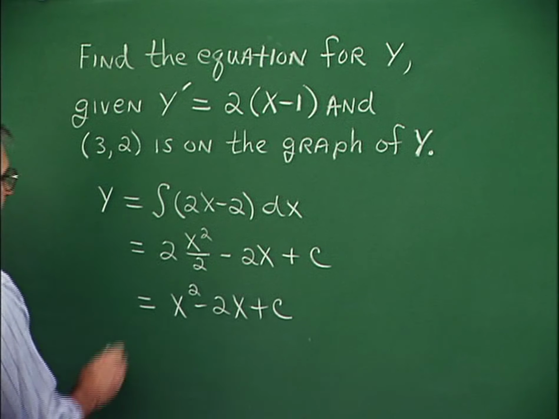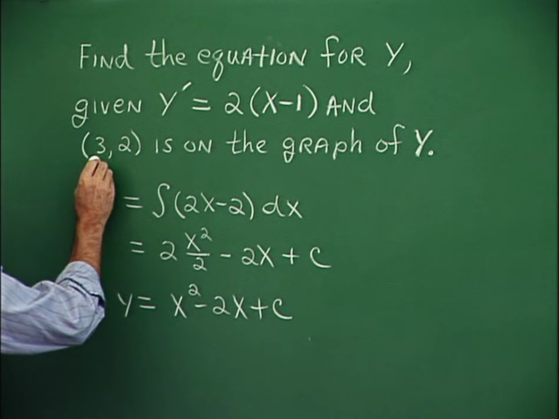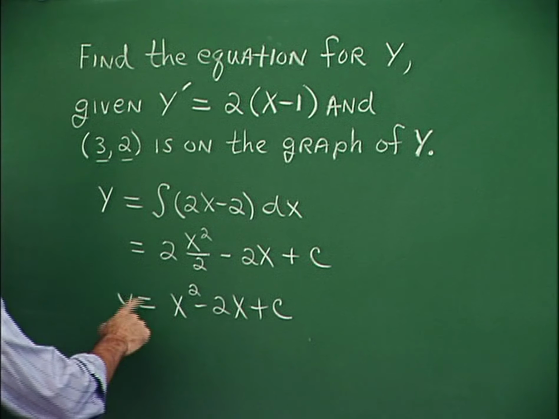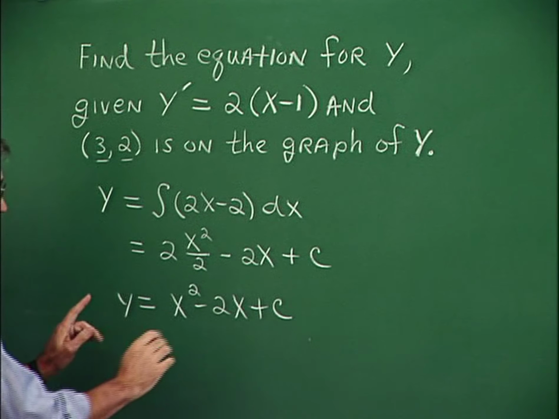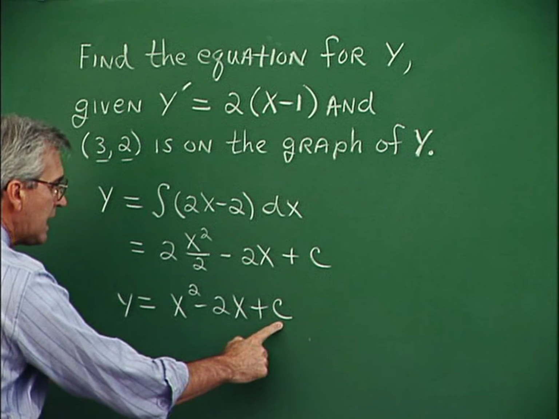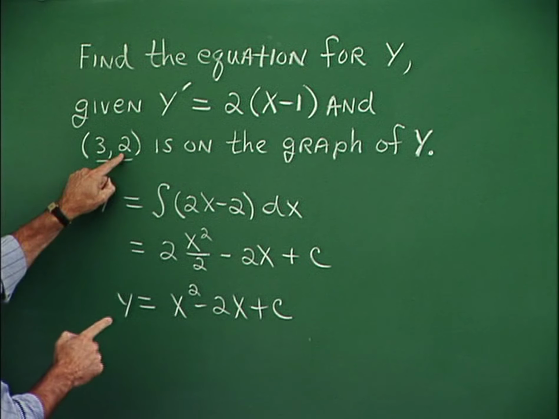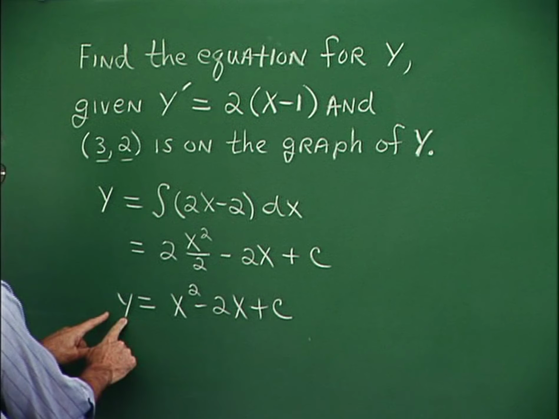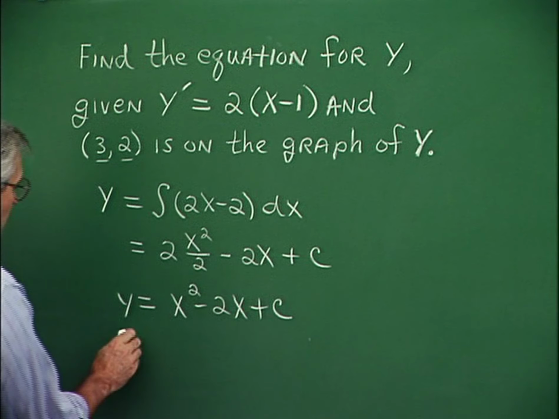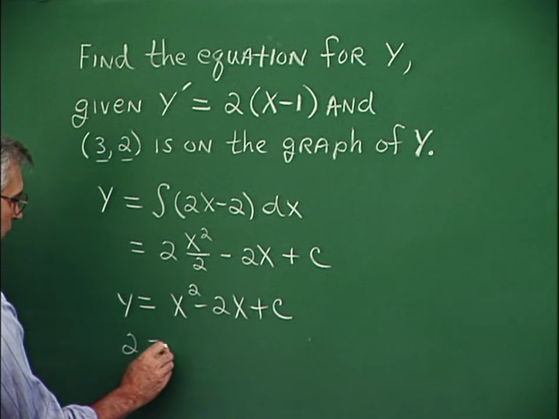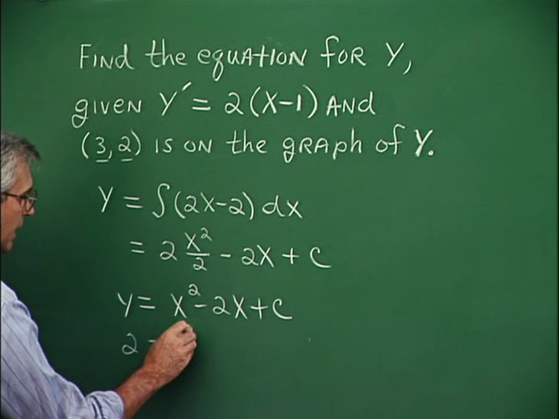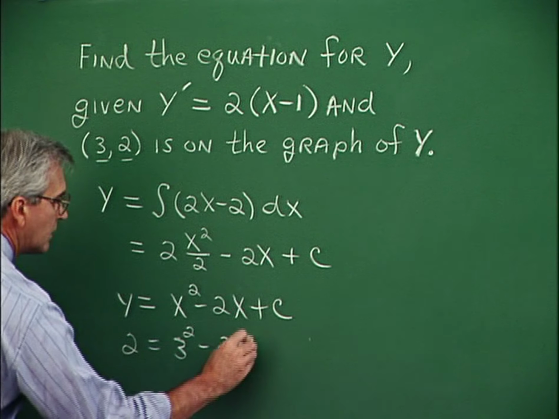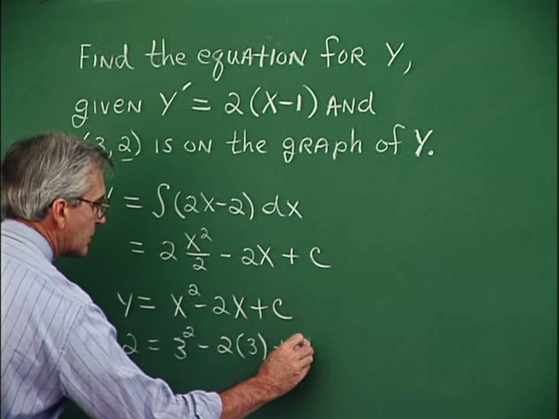Now we have the idea that the point (3, 2) is on the graph of this, and that allows us to solve for c. If we know that the point (3, 2) is on the graph, then we replace x with 3 and y with 2, and away we go. So we would have 2 equals 3 squared minus 2 times 3 plus c.